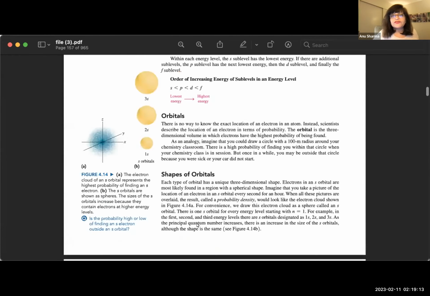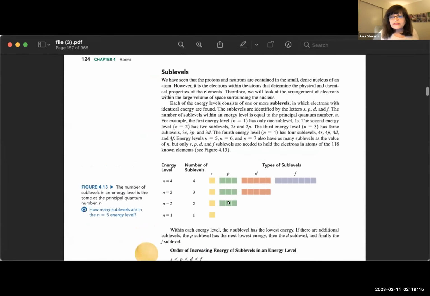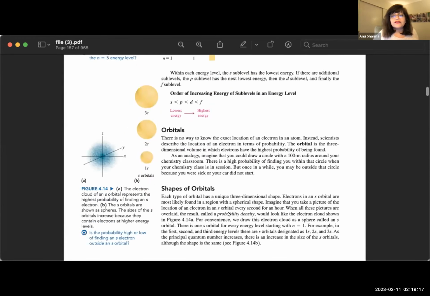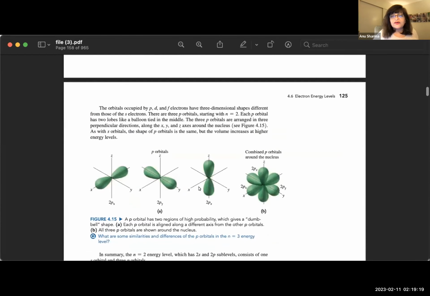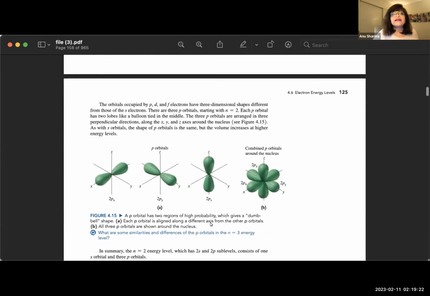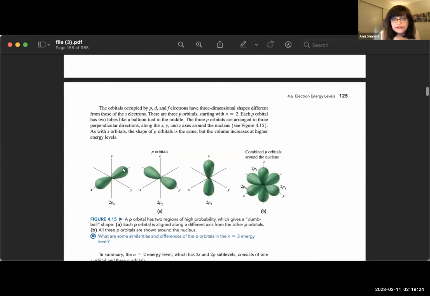So p orbitals are 3. Right here, these green ones are the p orbitals. So you see the green ones are these 3. Okay, px, py, pz. And in each of the lobes, one electron is found. One electron is here, another electron here. One electron here, another here. One electron here, another here.